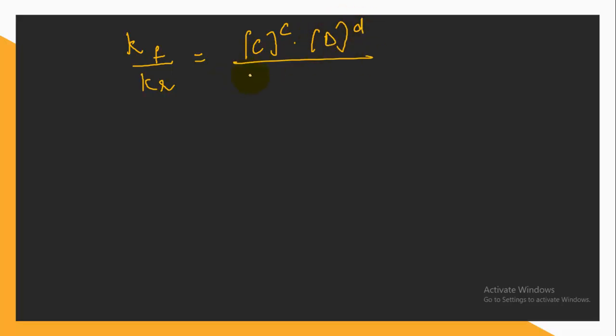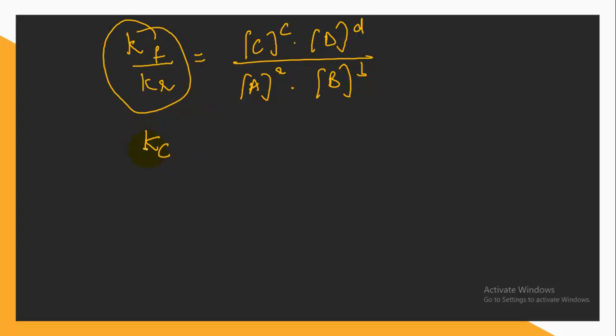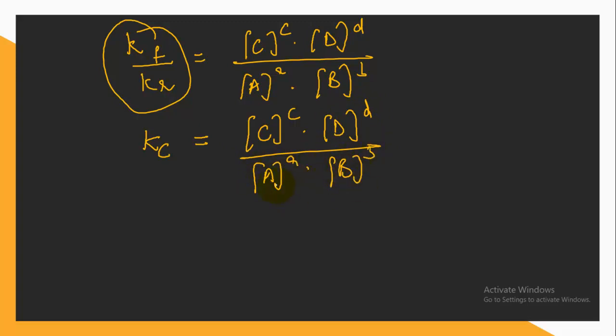So let's write that expression again. So we had Kf upon Kr is equal to concentration of C raised to power c, concentration of D raised to power d, divided by concentration of A raised to power a and concentration of B raised to power b. Now Kf upon Kr, that is the rate constant for forward divided by the rate constant for reverse direction, is equal to the equilibrium constant for the overall reaction. So we write it as Kc. So Kc is equal to concentration of C raised to power c, D raised to power d, divided by A raised to power a and B raised to power b.